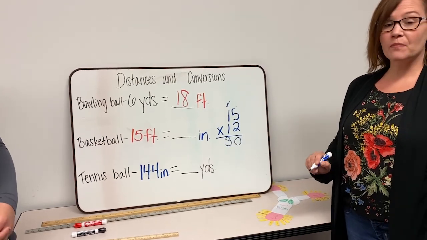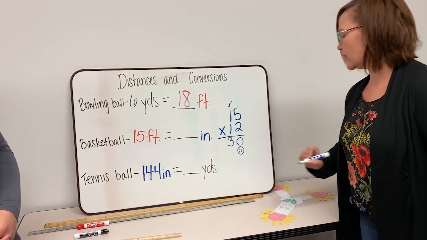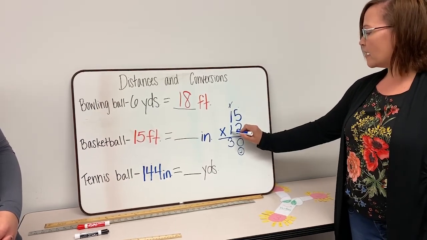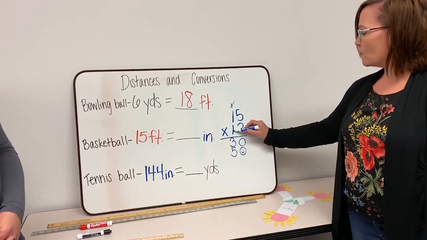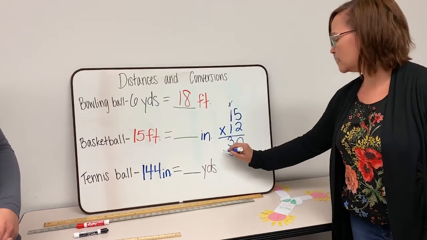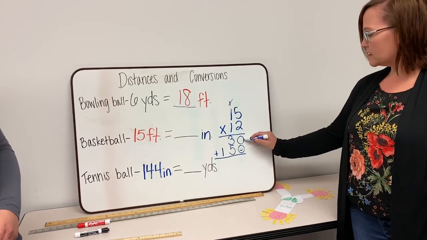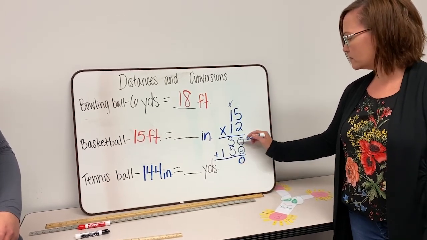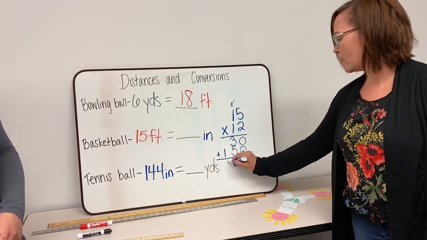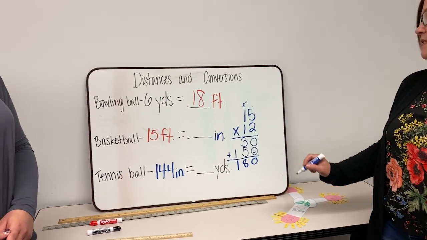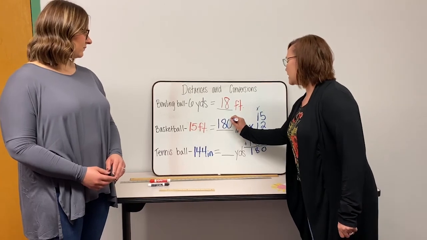The next step is to make sure that you add your 0. I always like to put a little smiley face so I don't forget. Then I multiply 1 times 5 is 5. 1 times 1 is 1. Our last step is we add them up. 0 plus 0, 0. 3 plus 5 is 8. 0 plus 1 is 1. So our answer is 15 feet equals 180 inches.